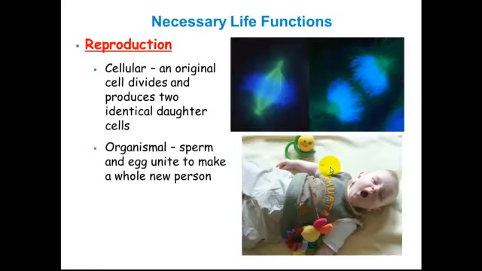Another necessary life function is reproduction, and we see this again occurring both on the cellular and on the organismal level. On the cellular level, a cell divides, producing two identical daughter cells through a process called mitosis. We will look at mitosis briefly in Chapter 3. Then through a separate process, our human cells can make sperm and egg cells through a process called meiosis, and those sperm and egg cells can unite to make an entirely new organism. So here we see both cellular and organismal reproduction.